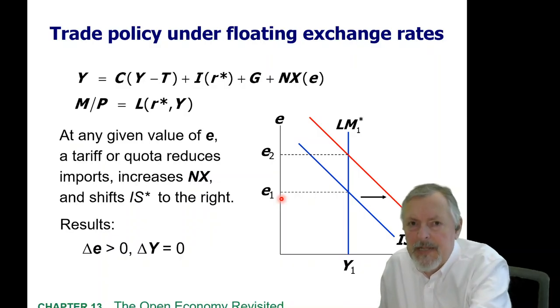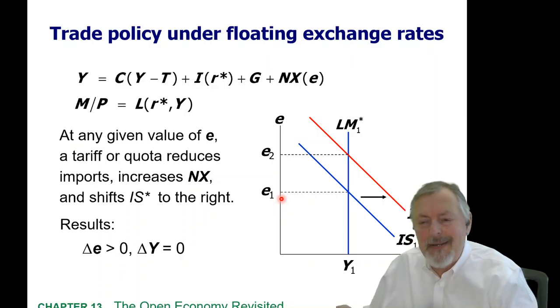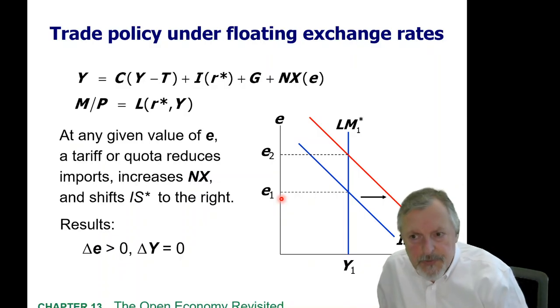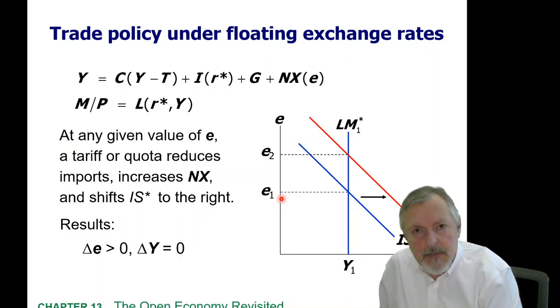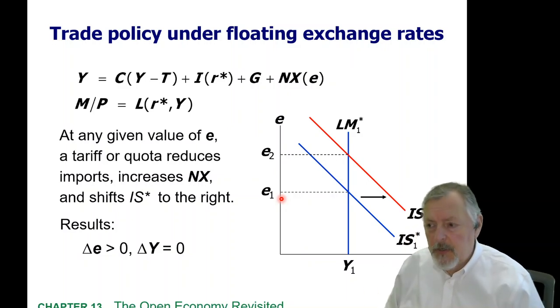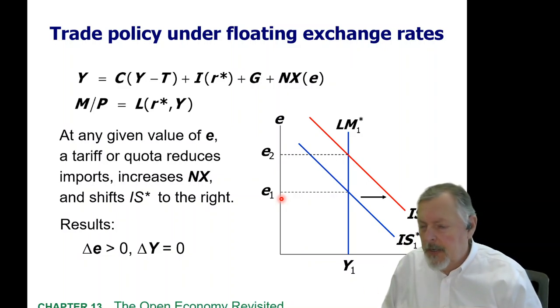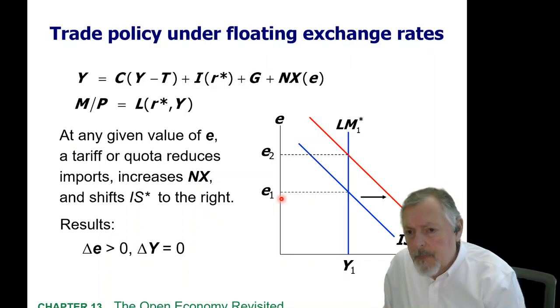So a tariff or a quota will reduce imports, but it'll also reduce exports through this mechanism of changing the exchange rate. And the net exports will end up being exactly the same. Now, how do we know that the effect of the appreciation on net exports exactly cancels out the effect of the import restriction on net exports? How do we know they're exactly the same size?